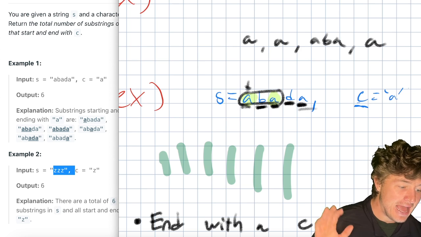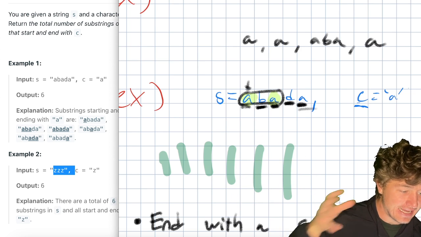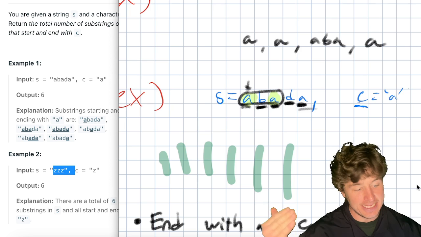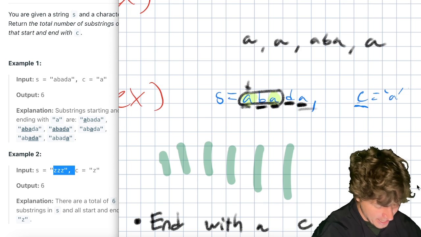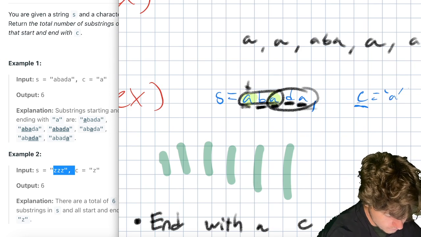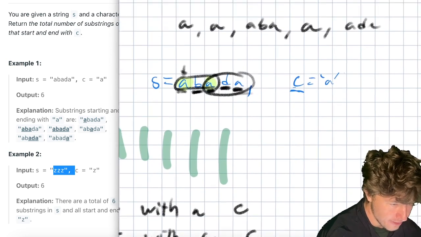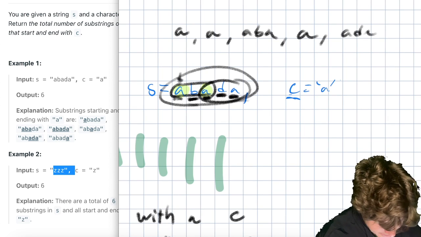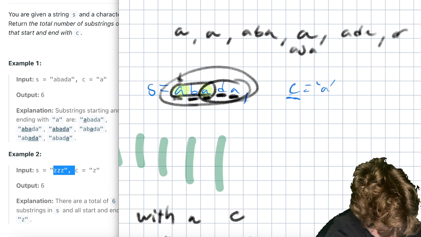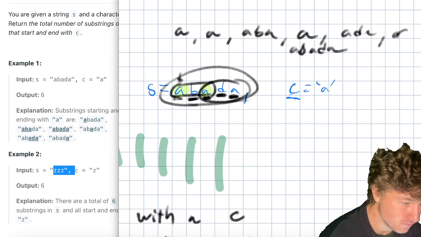And then I ask myself, how many A's do I have to my left that I can attach myself to? Because all I'm trying to say is, if I'm the ending A, I need a starting A. So how many A's do I have to my left that I can use as starting A's? Okay, I have one A to my left, ADA, and I have two A's to my left. I'll put it down here, ABA, DA.